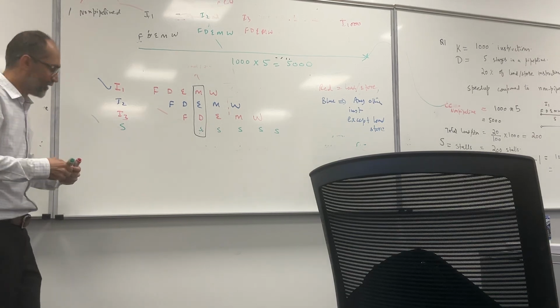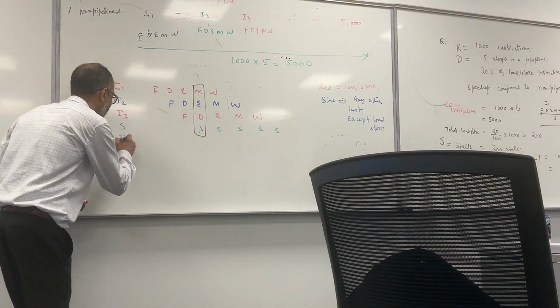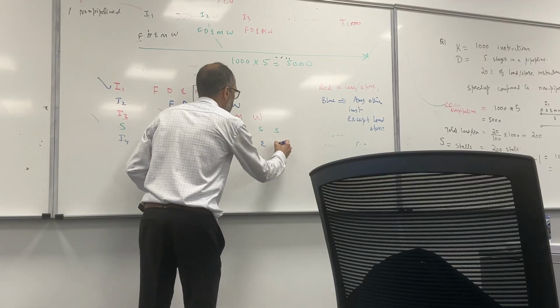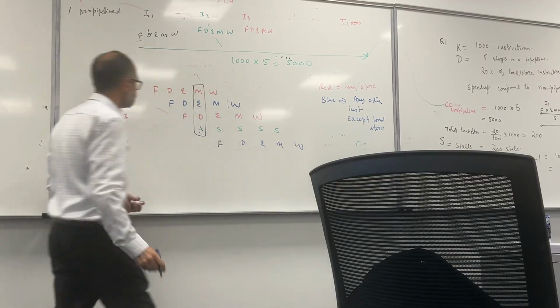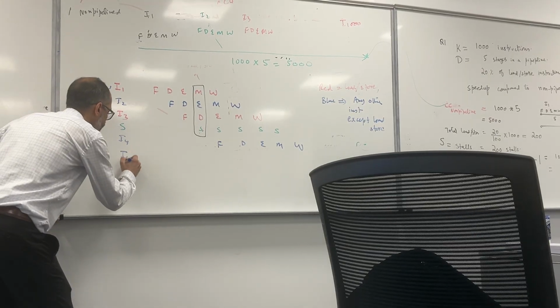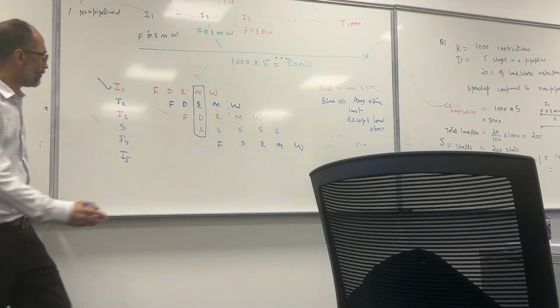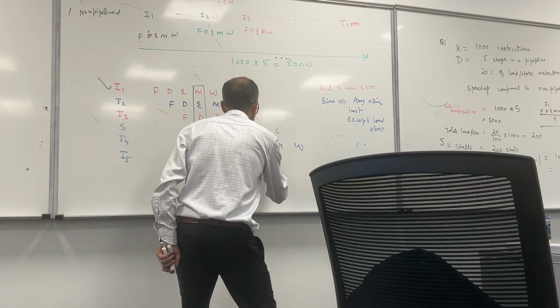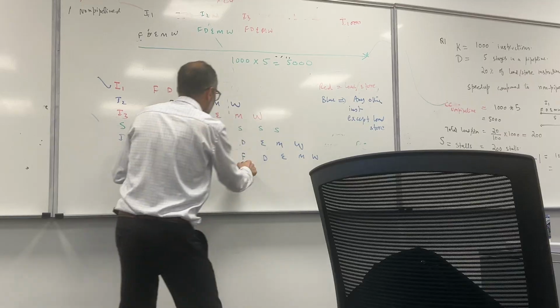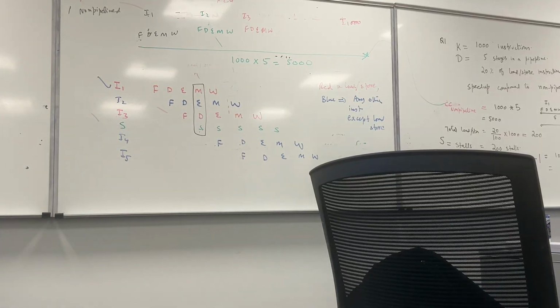Now we have I4. Since it does not conflict, we can fetch I4 from here: fetch, decode, execute, memory, and write back. Now we have I5: fetch, decode, execute, memory, write back. Can we overlap this with the red instruction? Can we overlap them?